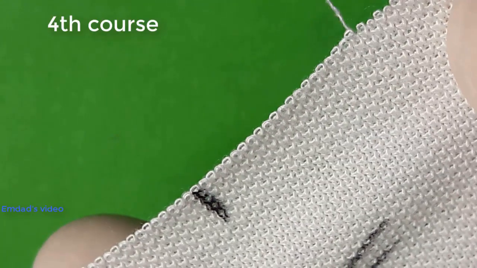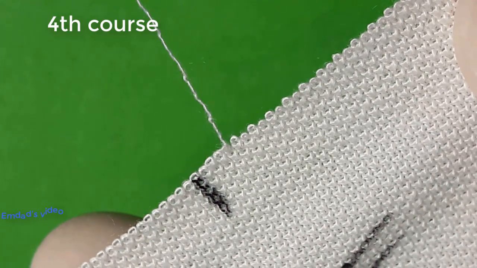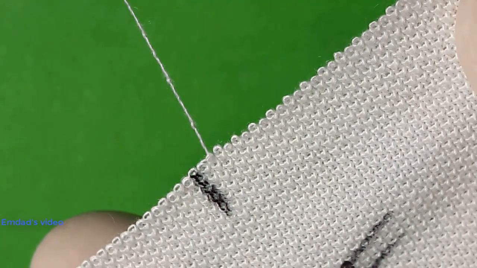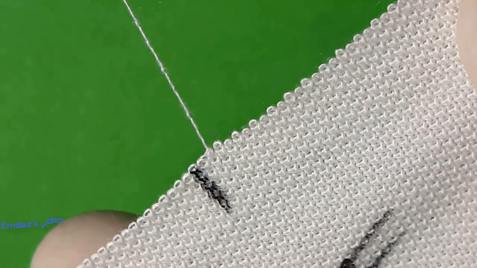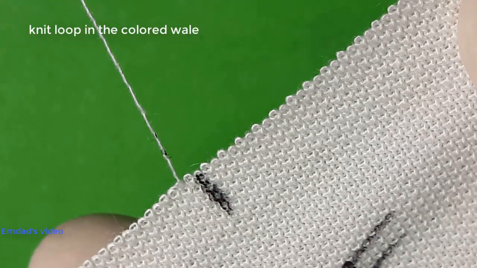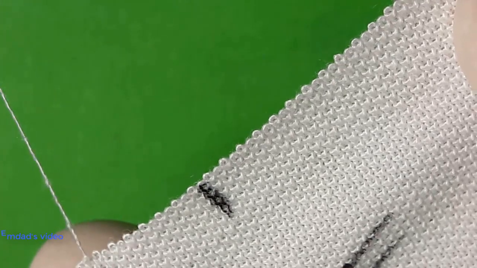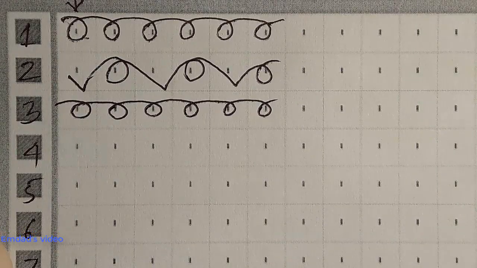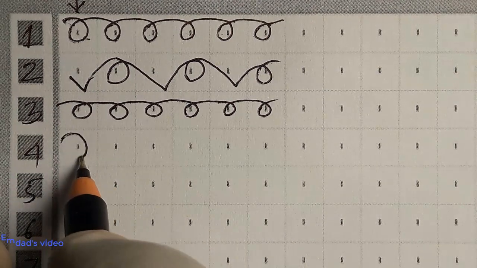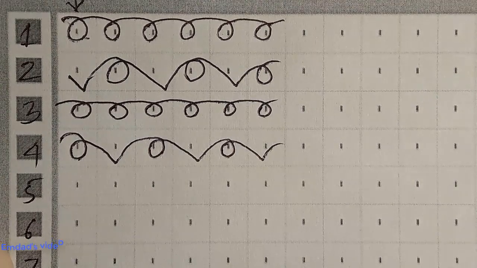In case of the fourth course, knit tuck, knit tuck, knit and then tuck, knit and then tuck. In the colored portion, it is knit and then tuck. So in case of the fourth course, we have got knit loop in the colored portion. So starting from knit and tuck, knit and tuck.